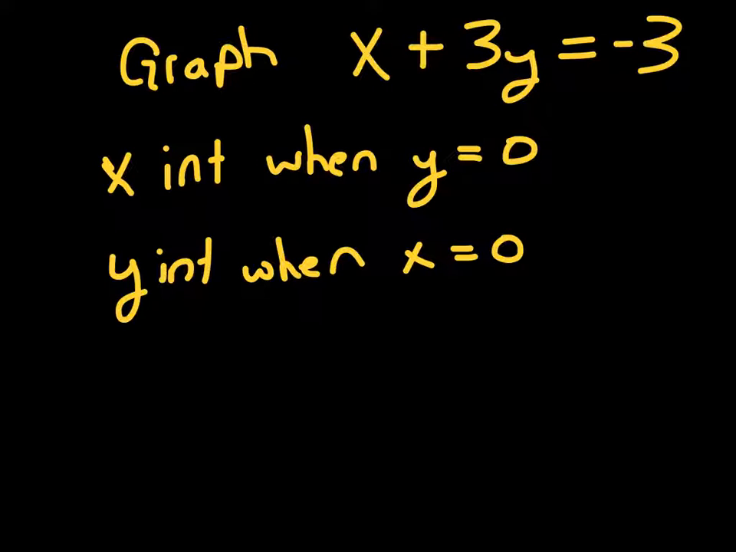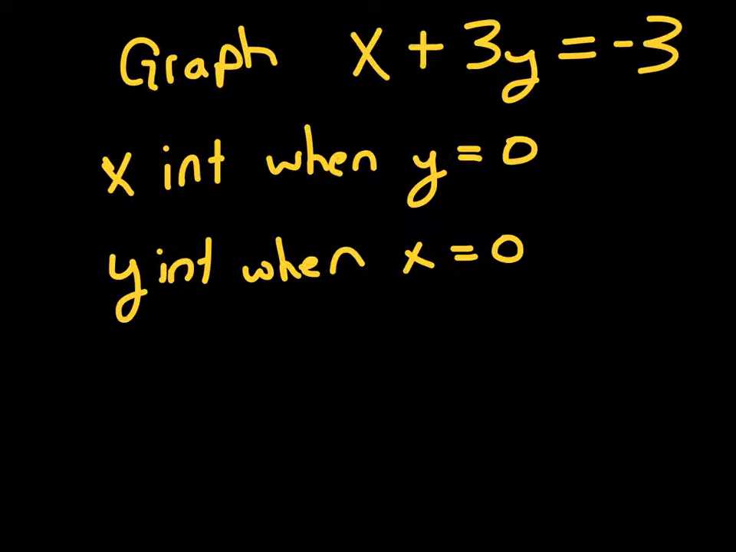Here's example number 2, and example number 2 wants us to graph x plus 3y equals negative 3, but it wants us to use another method. It wants us to use intercepts. Now, could you put this in slope-intercept form and do it that way? Sure, but they're just giving you more than one way to skin a cat, and you might like this way better. So you're going to find the x and y-intercepts. You're going to let y equal 0 to find the x-intercept, and when you find the y-intercept, you're going to let x equal 0.